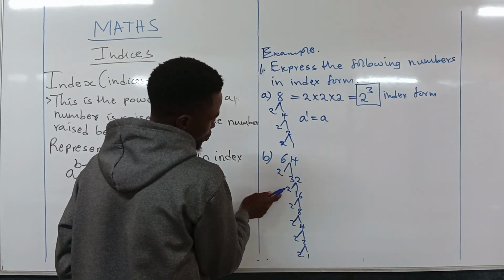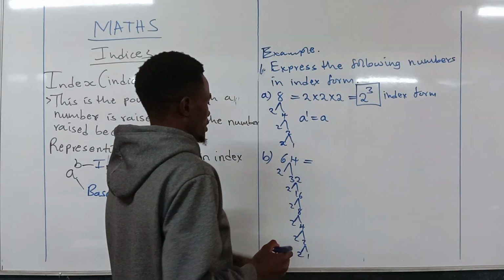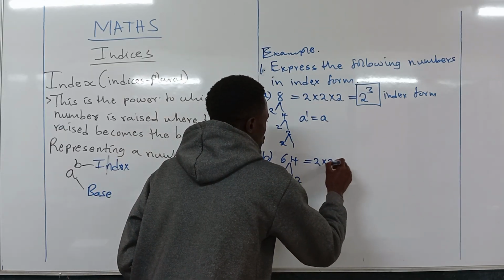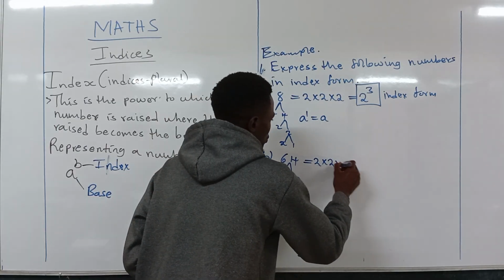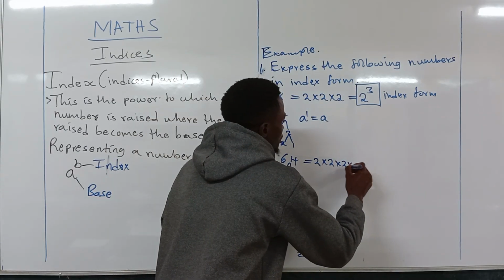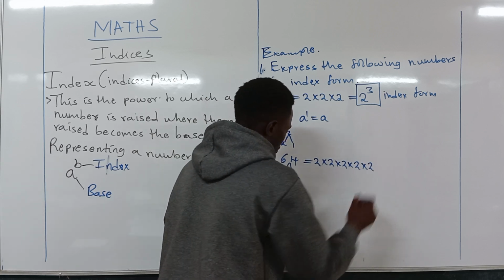So this number expressed as a product of prime numbers is 2 times 2 times 2 times 2 times 2 times 2.